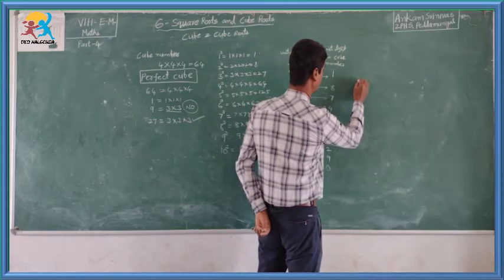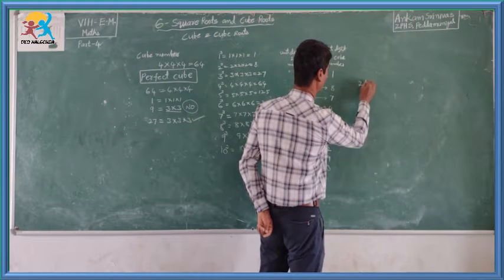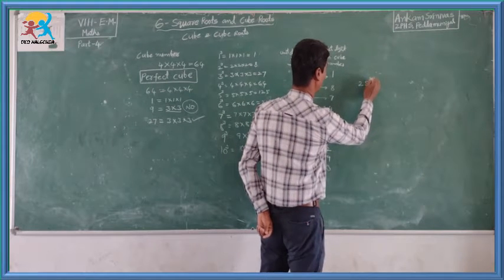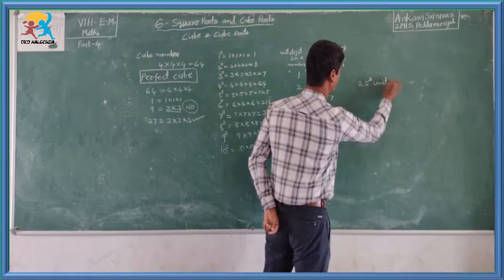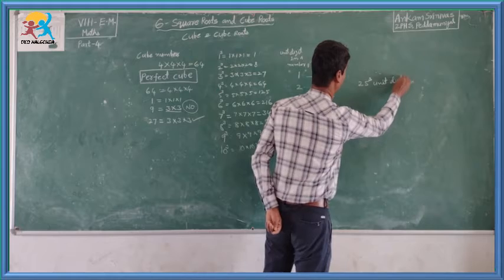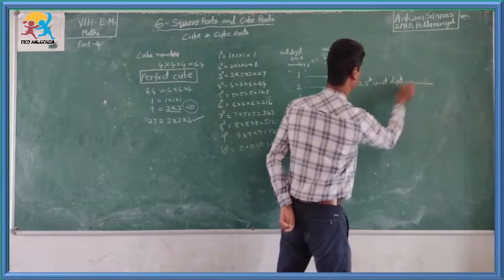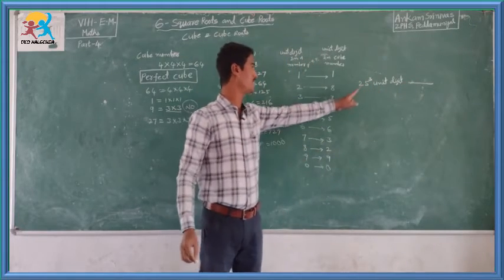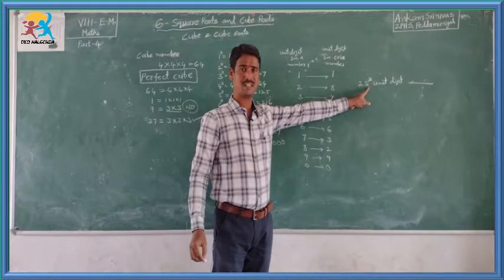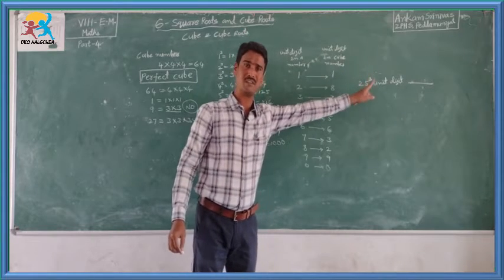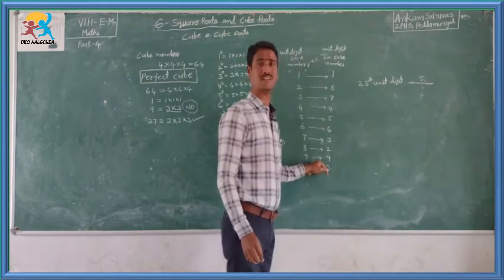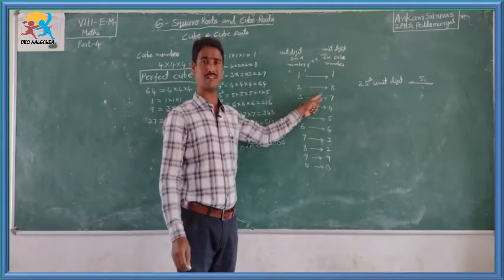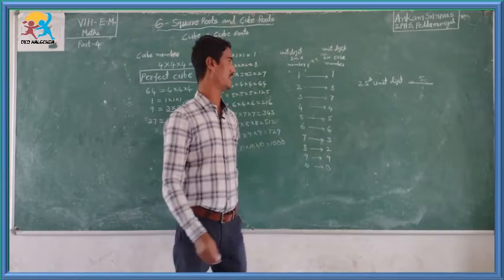Suppose I take a problem: what is the unit digit in 25 whole cube? The unit digit of the given number is 5. So the cube's unit digit will also be 5. So the unit digit becomes 5. Without doing the calculation, we can say the unit digit.